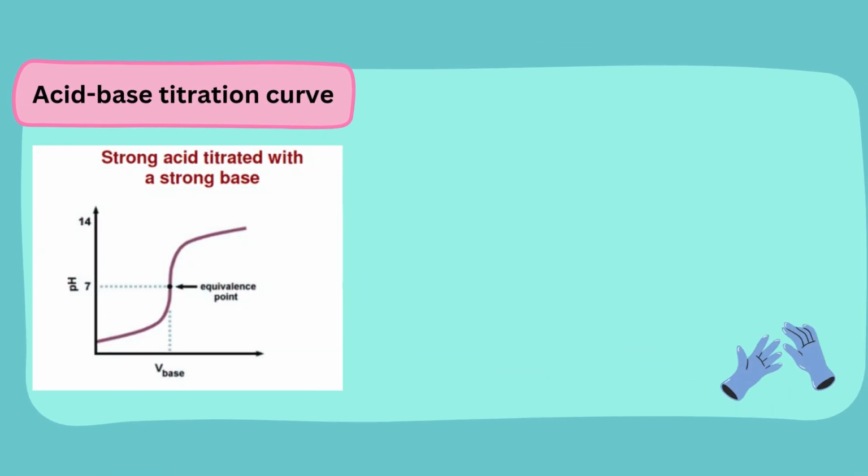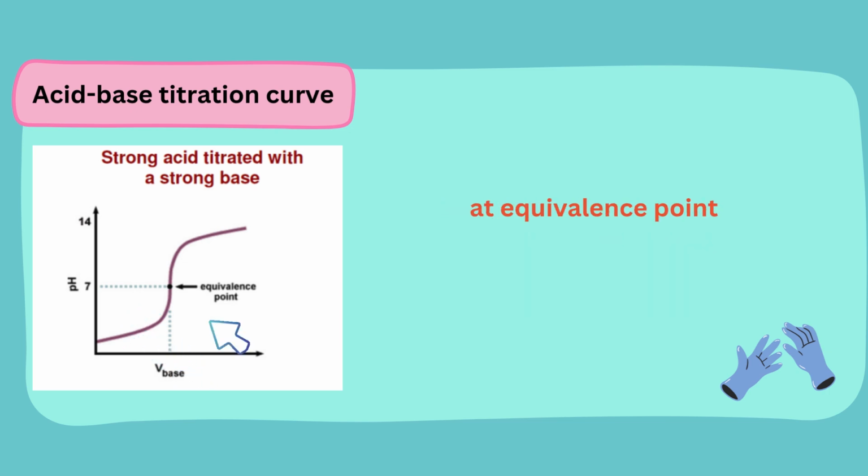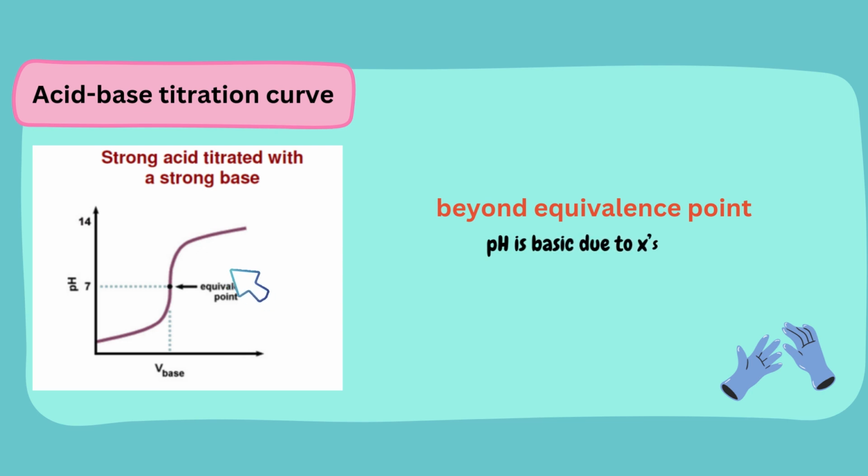Next, we will go through the acid-base titration curve. The titration curve shows how the pH changes during the reaction of strong acid titrated with strong base. Before the equivalence point, the solution is acidic. However, at the equivalence point, the pH hits a perfect 7, neutral. After the equivalence point, the solution becomes basic as there's more base than acid.